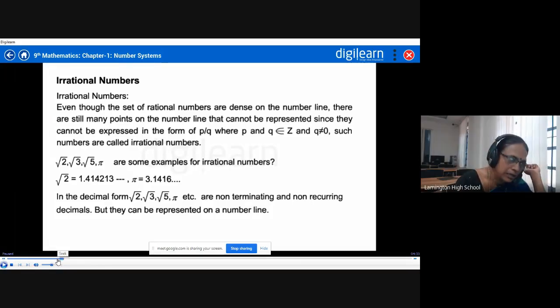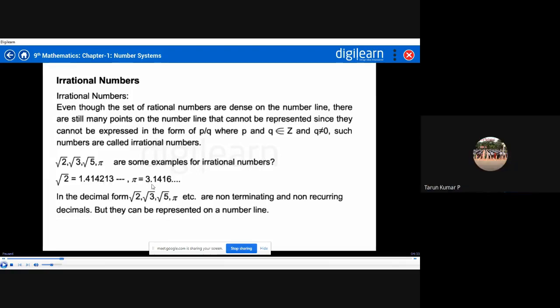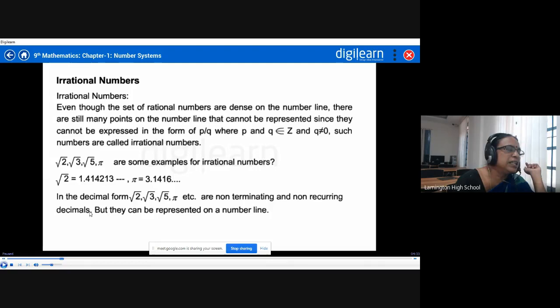Rational numbers can be expressed in the form of p by q, where irrational numbers cannot be expressed in the form of p by q. For example, the value of square root of 2 is 1.414213. Pi value is 3.1416. In decimal form, these are non-terminating and non-recurring decimals, but they can be represented on the number line.